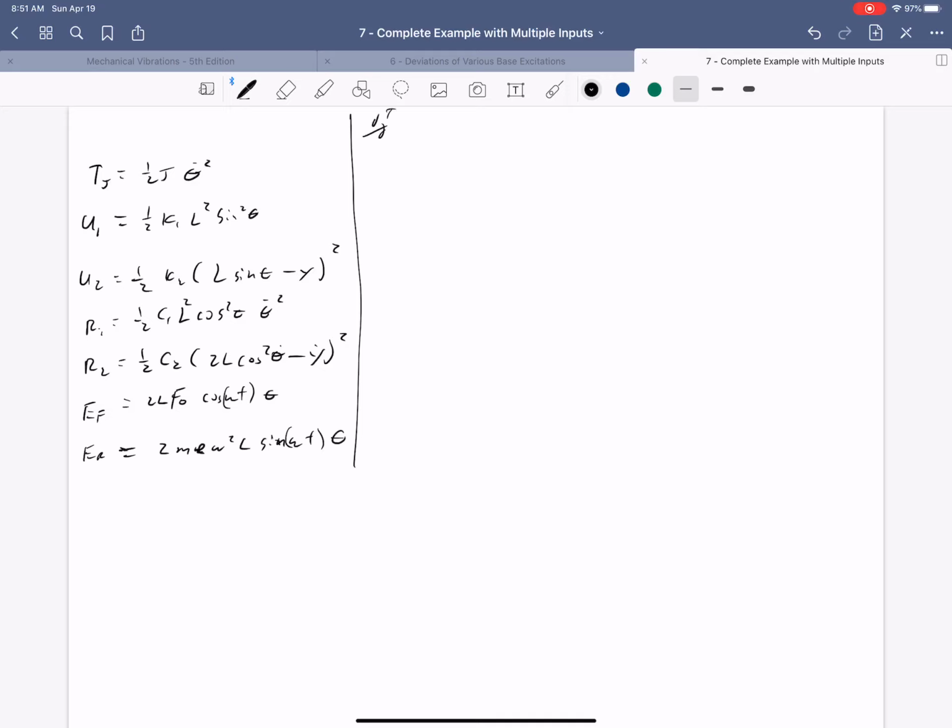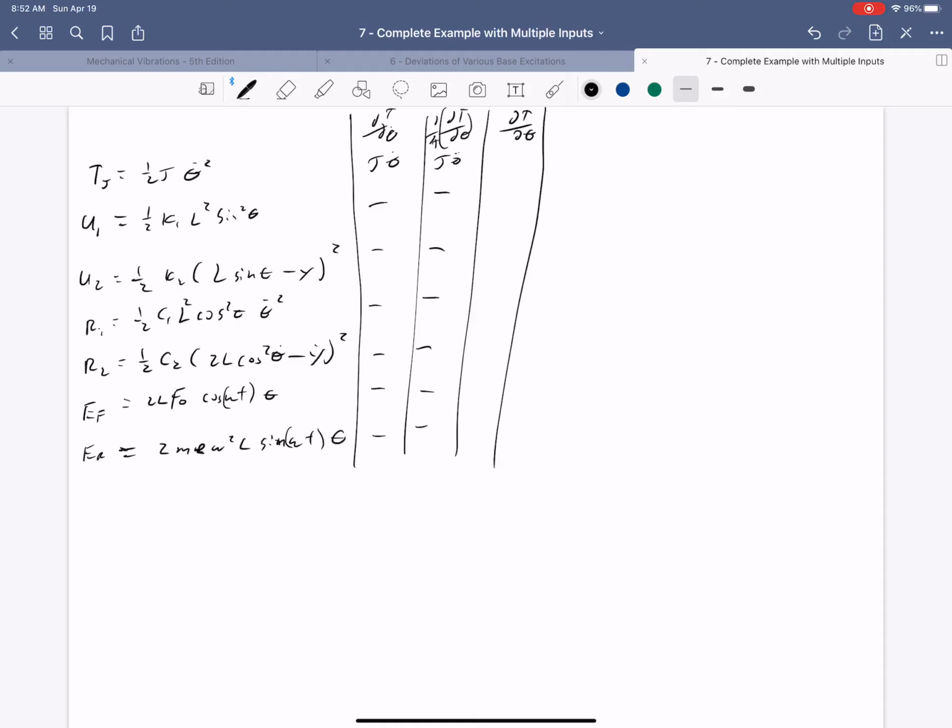Okay, so d/dt of dT/dθ dot just becomes Jθ dot, and all these are zeros. And then d/dt of dT/dθ dot is Jθ double dot. I know that's tedious for some, one little thing, but I really do believe that if you can find a process that just works for everything, then life becomes a lot simpler, even if it's tedious. And then dU/dθ, this we've done multiple times before. That's k1 L squared θ, okay?